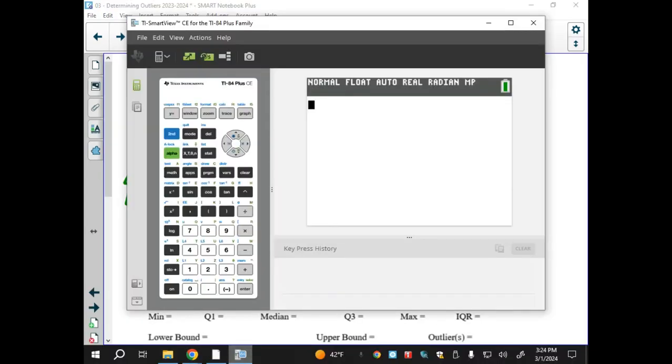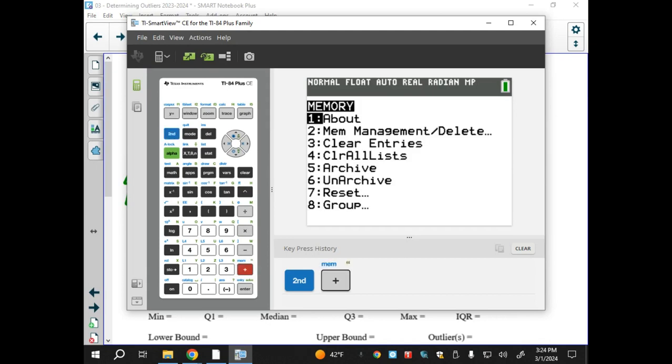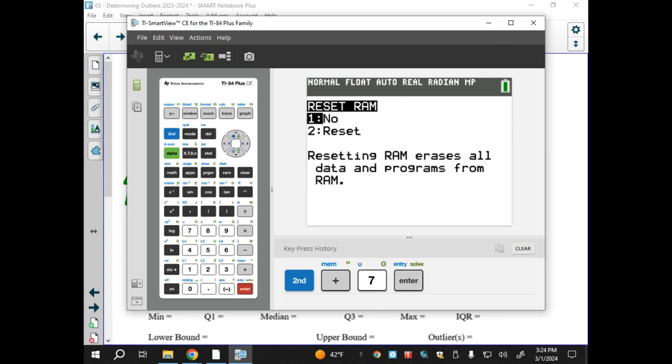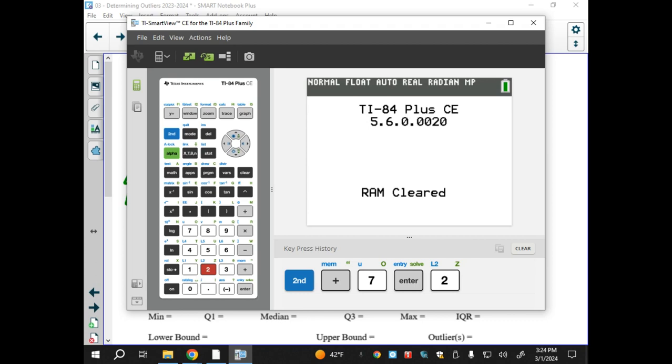To prepare to use our calculator, I want us to all reset our calculator. So we're going to push second, memory. So second plus, we're going to push 7 to reset. All RAM, yes, we're going to reset. So we're going to push 2, and I'm going to push enter. We're doing that to make sure we're all starting with a clear calculator, that there's nothing in the list, where we can put in all of our data fresh.